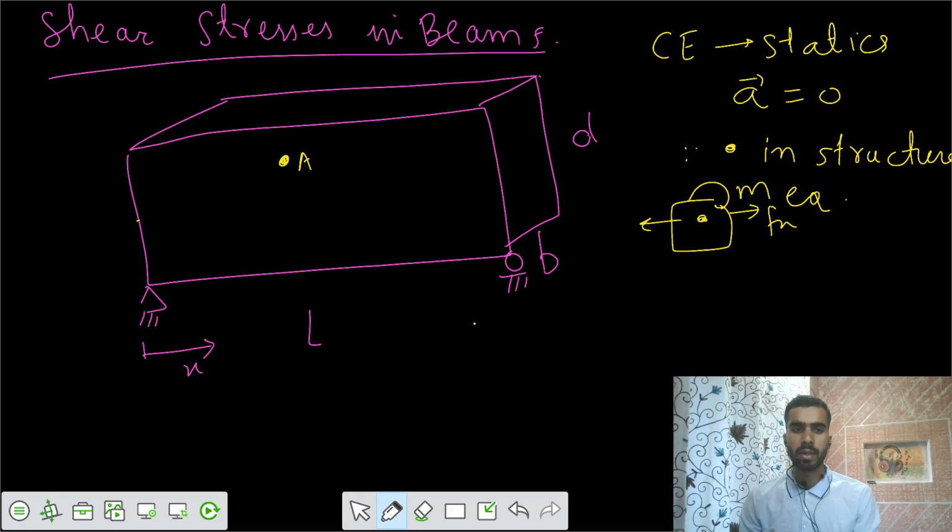There would be some neutral axis also, because of that loading. So this is the neutral axis. Then we can say you go to some point A at a distance of y, and you would ask what is happening at this point A.